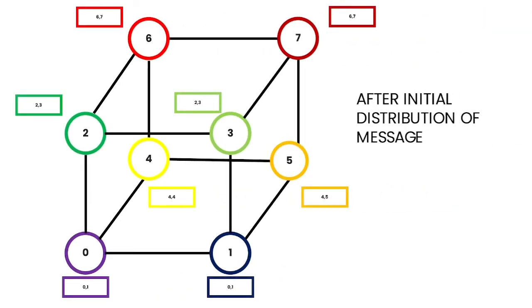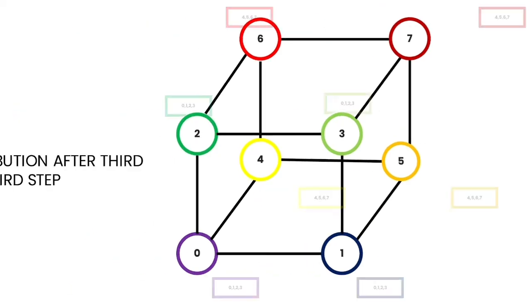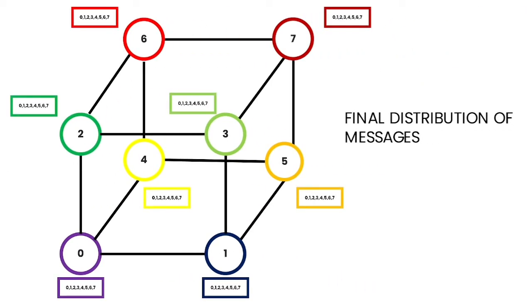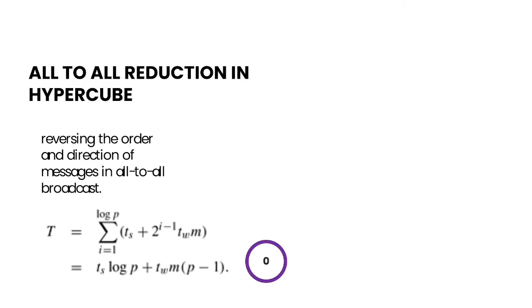Just like the other algorithms, all-to-all reduction can be derived by reversing the order and direction of messages in all-to-all broadcast. However, in the hypercube, instead of concatenating the messages, the reduction operation needs to select the appropriate subset of the buffer to send out and accumulate received messages in each iteration.